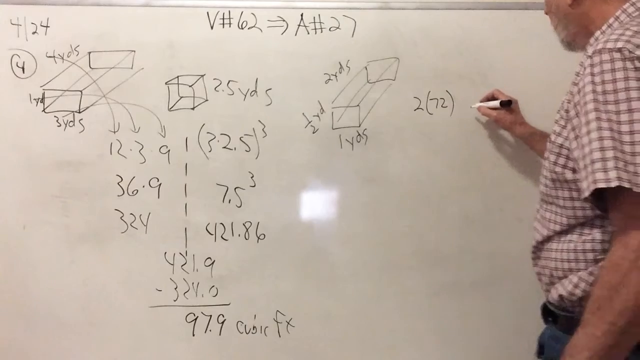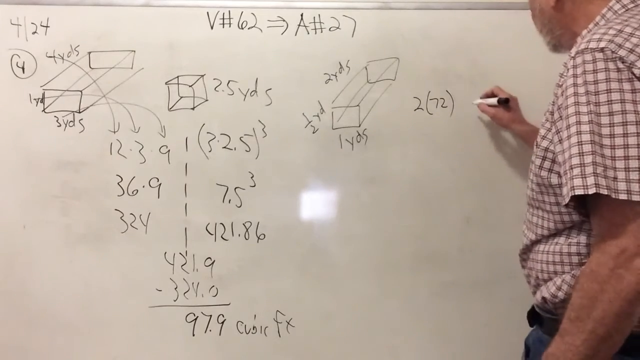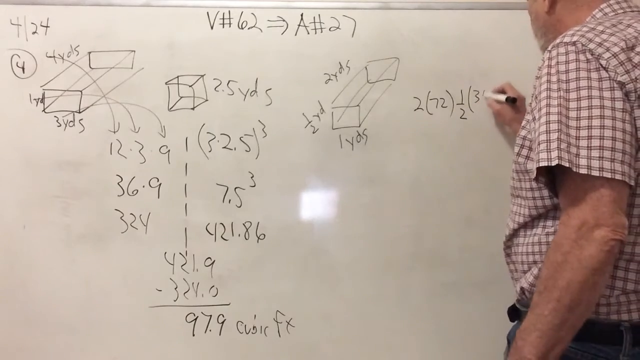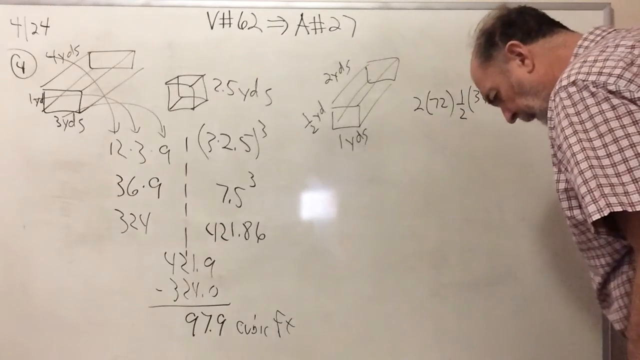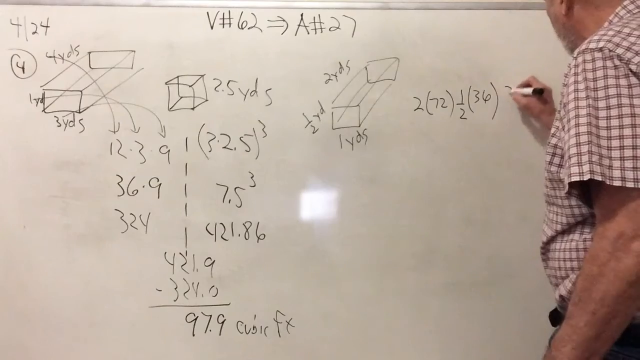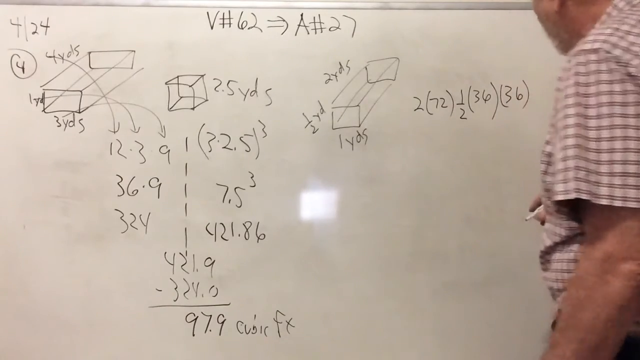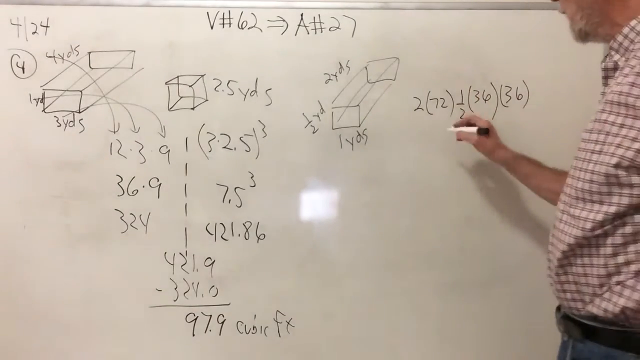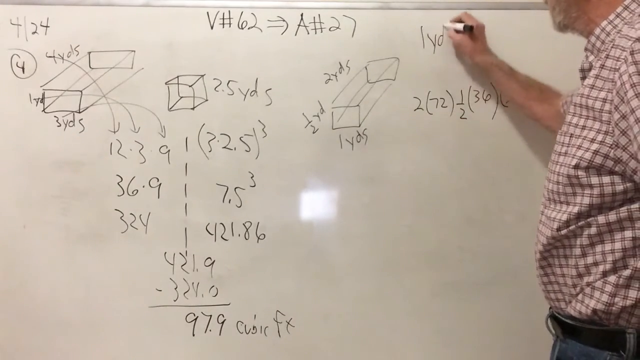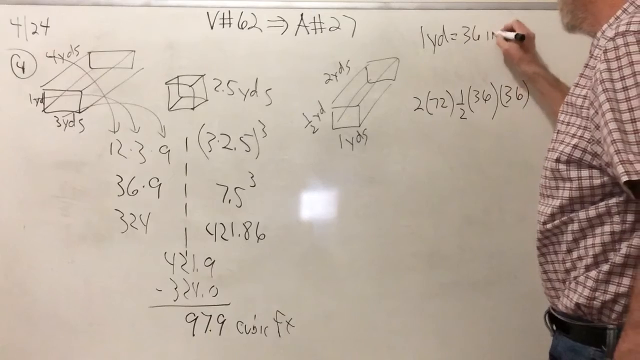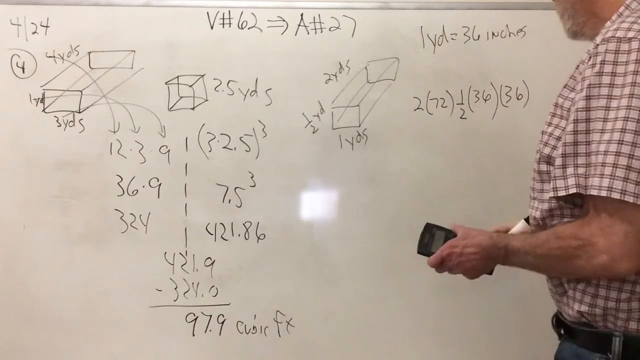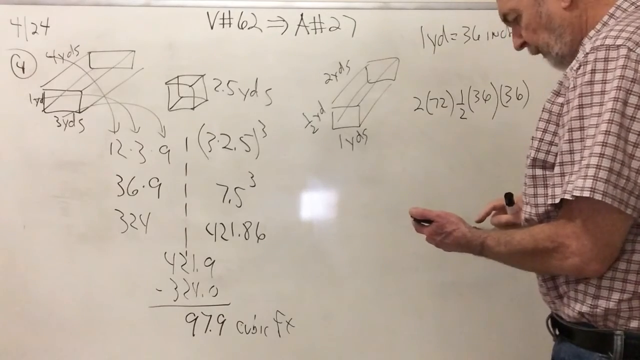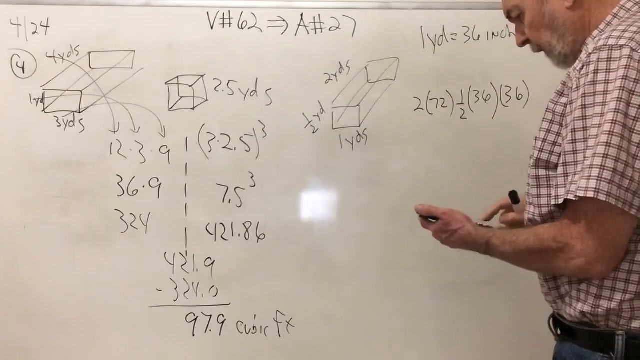And on the other hand, we have this is going to be times 1/2 times 36 inches in the yard. And finally, 1 yard, of course, is 36. And we're going to multiply all these guys together. And then we're going to multiply it by the weight per cubic inch. And you should be able to figure that out without any trouble. So let's see, 2 times 72 times 18 times 36.